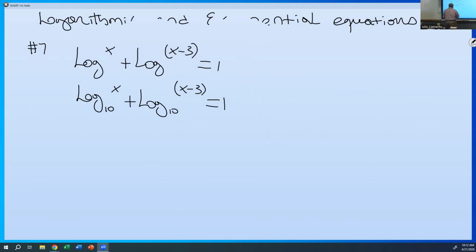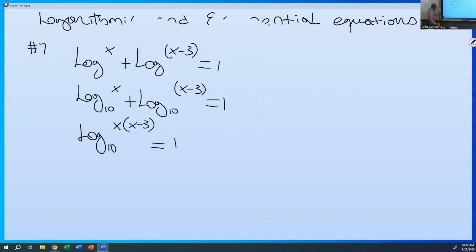Now, first of all, let's reverse a rule. What logarithmic rule are we reversing? Was that the product rule? Yeah, we're reversing the product rule, because that is the expansion of the product rule. Now we can bring it back to one log. So you have the log base 10 of x times x minus 3, and all equals 1.